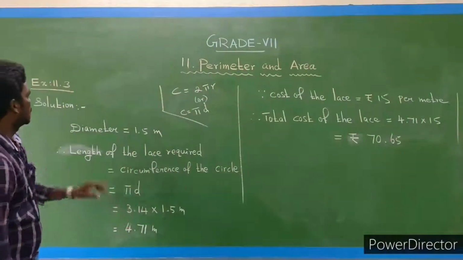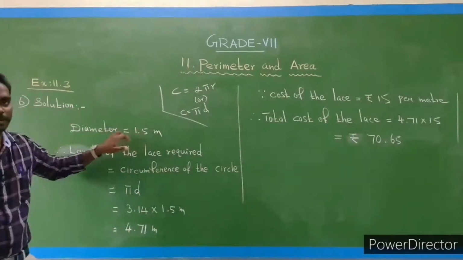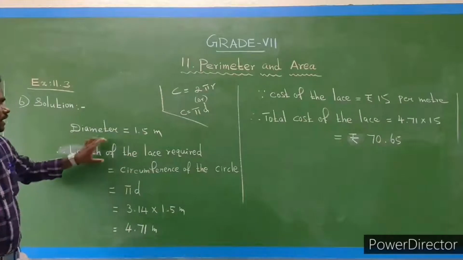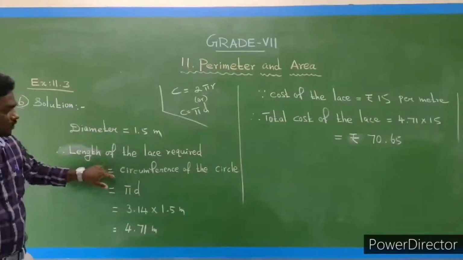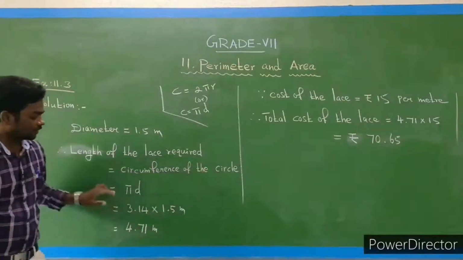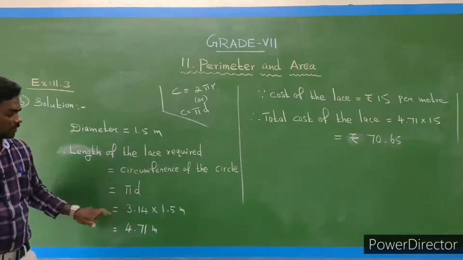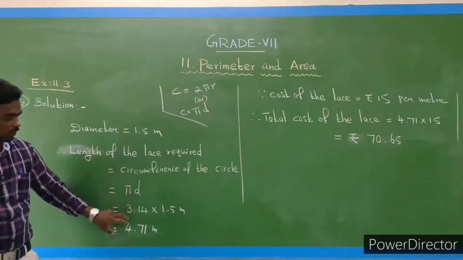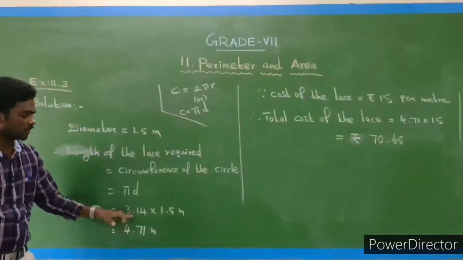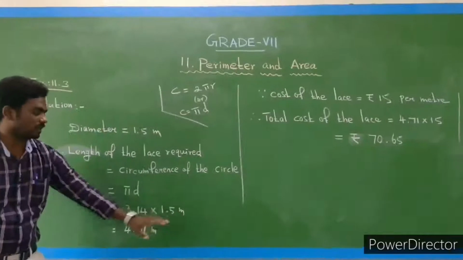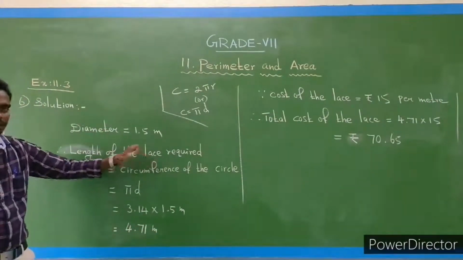So how to find this? First, diameter is 1.5 meter is given. That means diameter of the tabletop is 1.5 meter. Length of the lace required is equal to, how to find the length of the lace required? We have to find the circumference of the circle. What is the formula for circumference of a circle? Pi into d, which is equal to, pi value is 3.14 into diameter value 1.5 meter. So 3.14 into 1.5 meter, we get 4.71 meter. So this is the length of the lace.